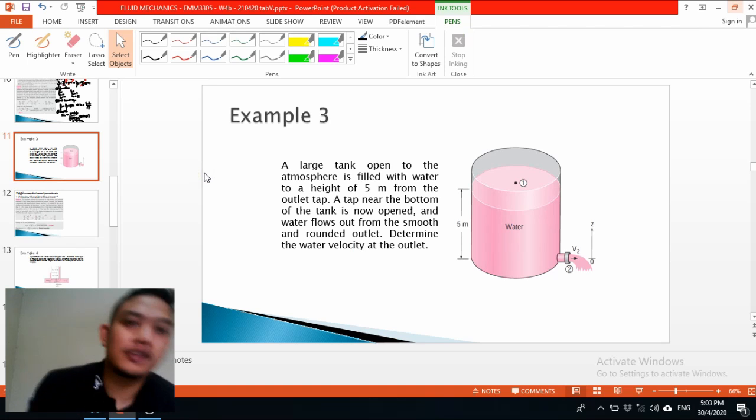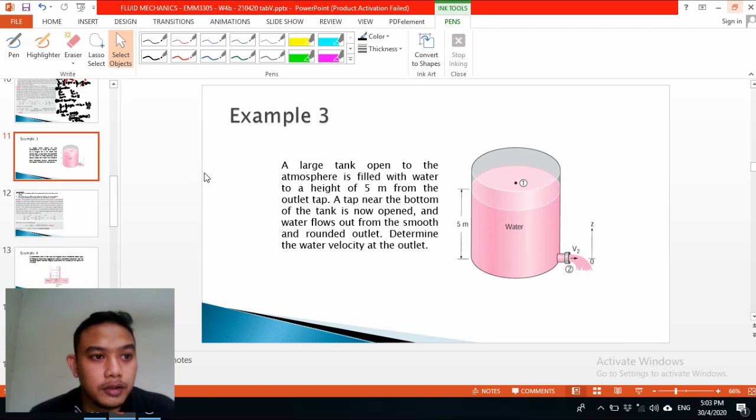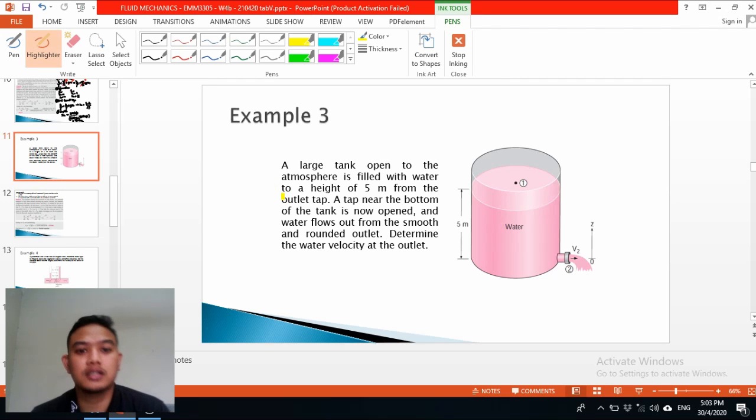Okay, next we go for example number 3. If you can see here, example number 3 is all about a large tank open to atmospheric, filled with water to a height of 50 mm. So the height is 50 mm.